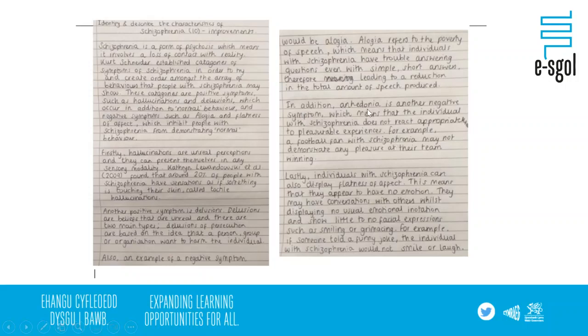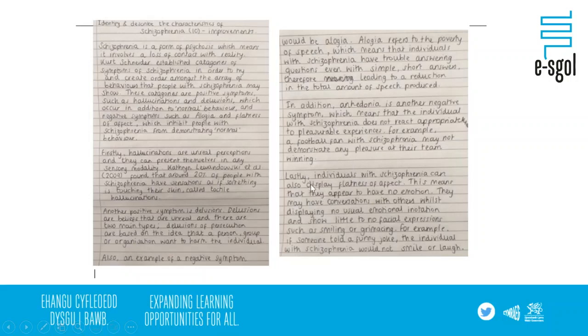In addition, anhedonia is another negative symptom, which means that an individual with schizophrenia does not react appropriately to pleasurable experiences. For example, a football fan with schizophrenia may not demonstrate any pleasure at their team winning. So that example, again, just shows the examiner that level of understanding. So not only do you understand the symptom, but you can also apply it to an example. Again, it shows depth in your answer.